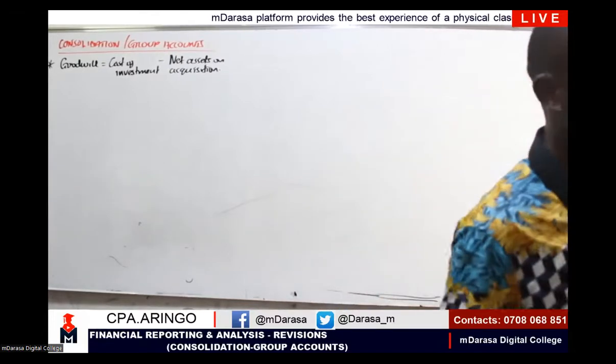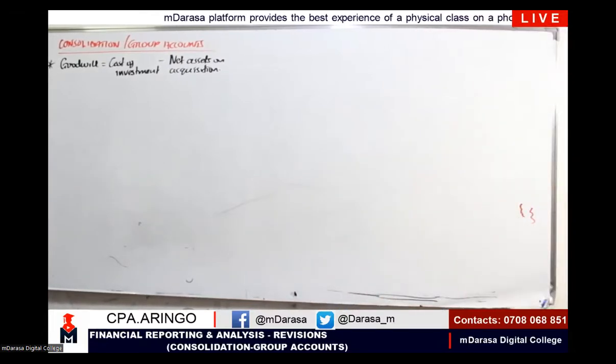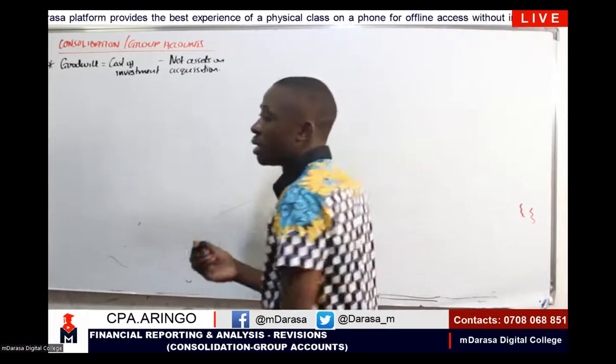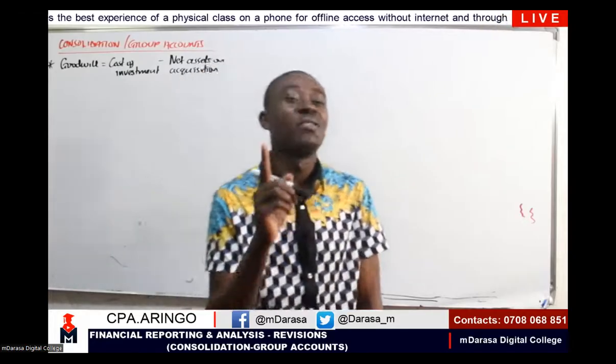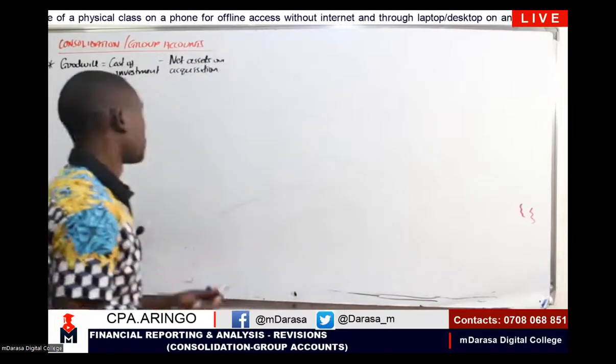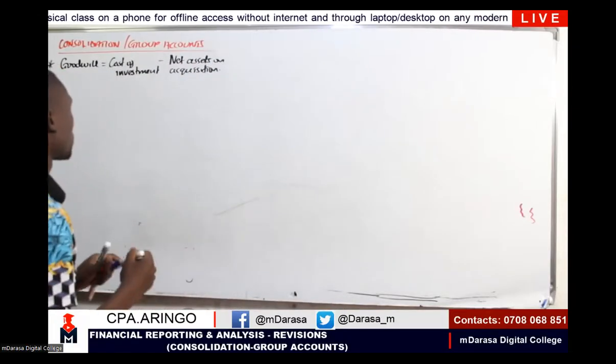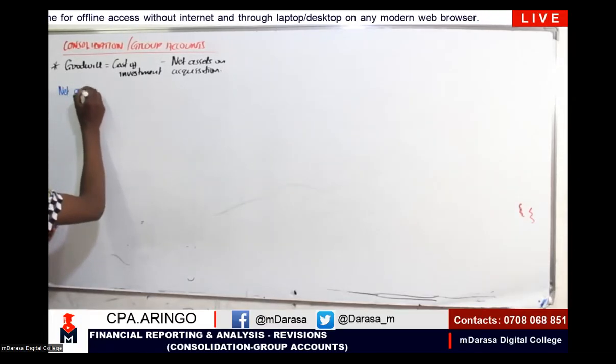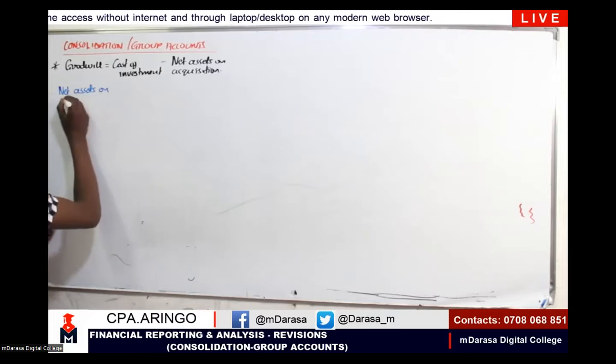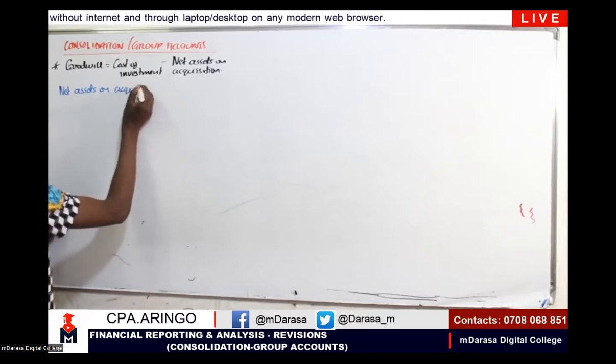The key question is, how will you determine your net assets on acquisition? I know the majority of us have probably been taught the cost of control account, right? But today, Mwalimu is going to show us a very simple shortcut on how to determine the goodwill. So the next question you should ask yourself is, how do you determine our net assets on acquisition?